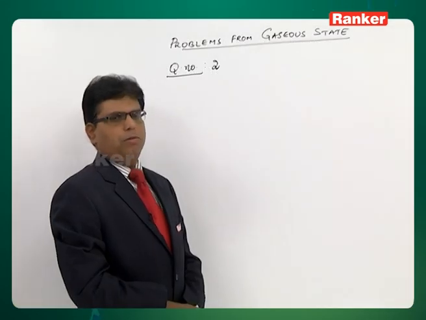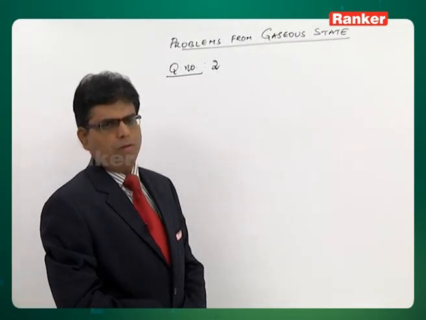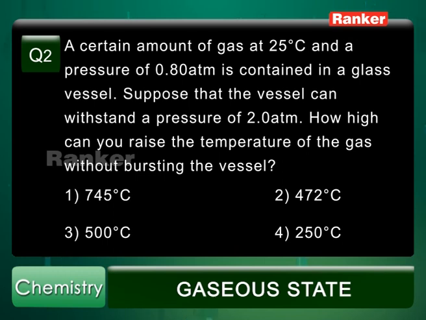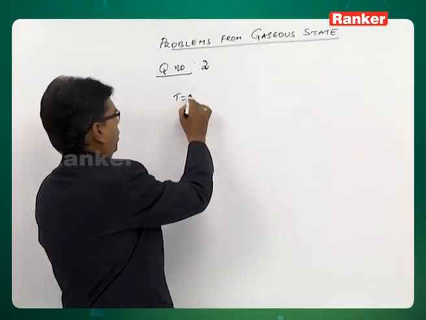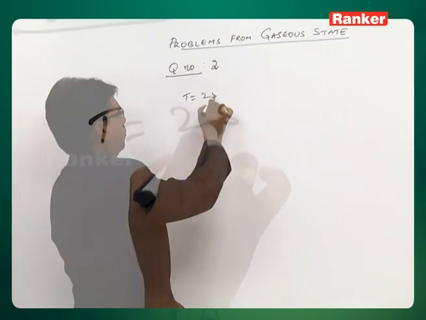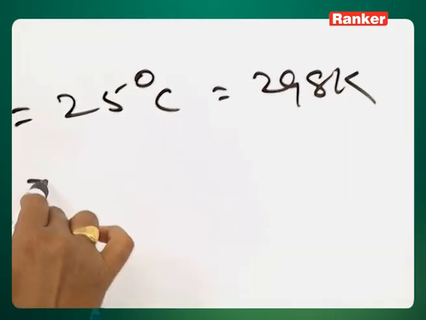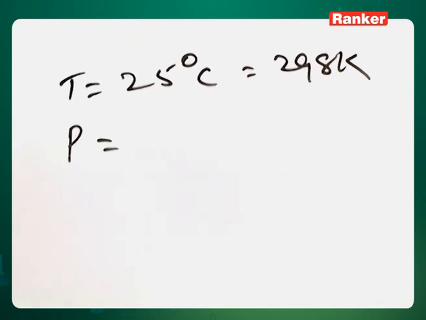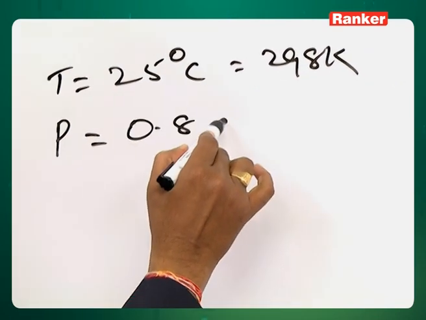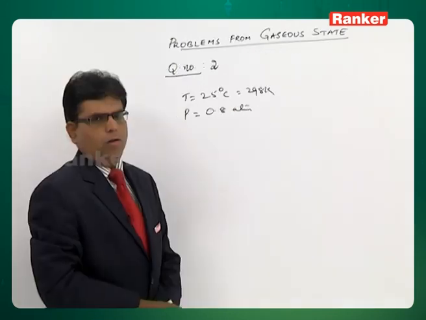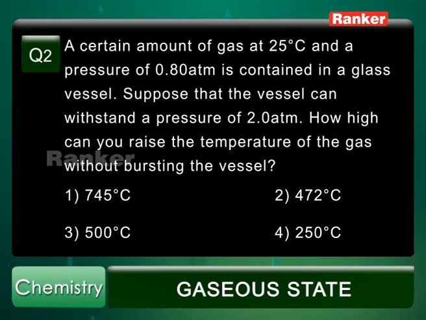Now, we go to the next question, question number 2. In this question, it is given that a certain amount of gas at 25 degrees Celsius, that is 298 Kelvin, and a pressure of 0.8 atmosphere is contained in a glass vessel.